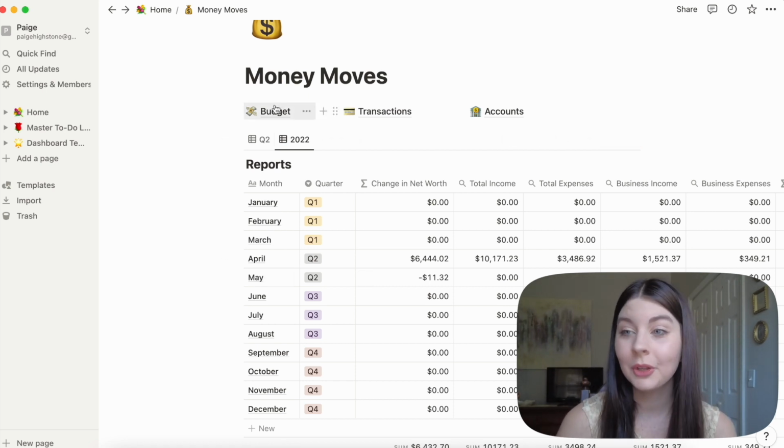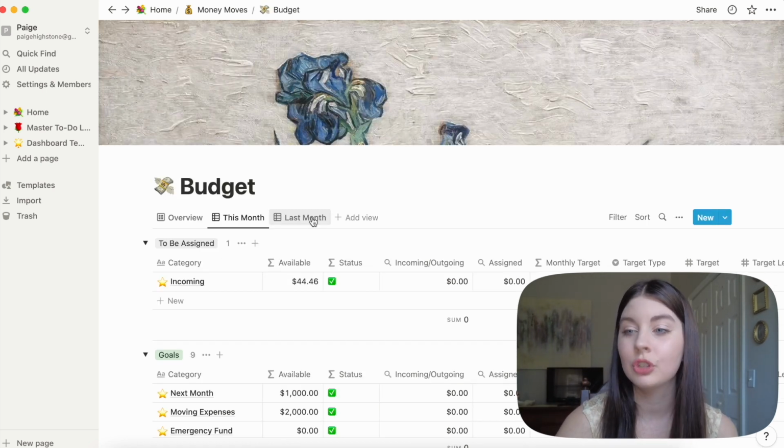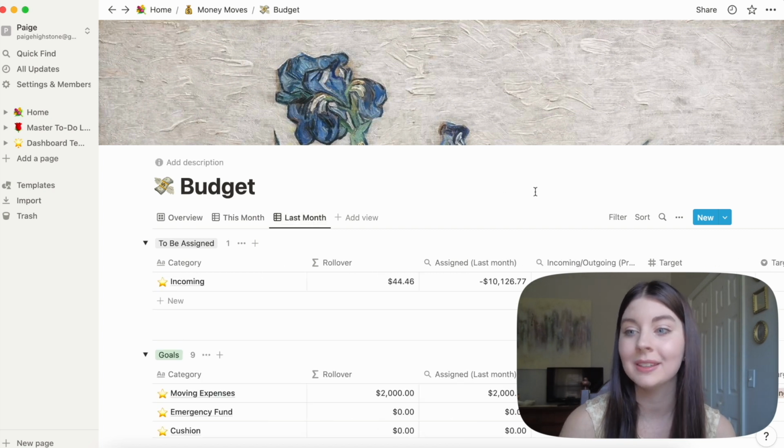So the last thing we're gonna look at is our budget, and I'm going to show you guys last month's budget so we can see where we spent our money throughout the month. Then we're gonna end by doing this month's budget and actually budgeting some of that money I made from freelancing in the month of April.